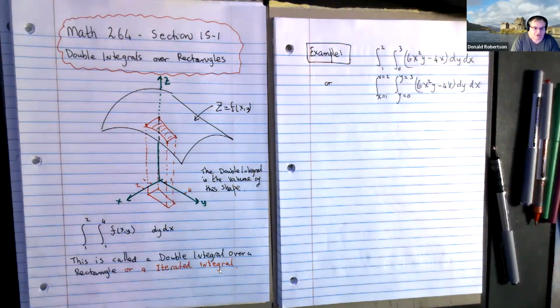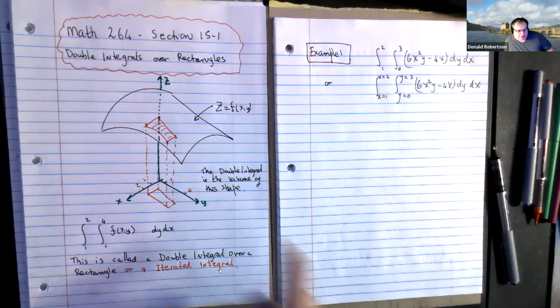Today we're going to be doing section 15.1, and it's double integrals over rectangles. So we know how to do single integrals, but single integrals is actually Calc 2. What does a double integral look like, and what does it calculate, for want of a better word?